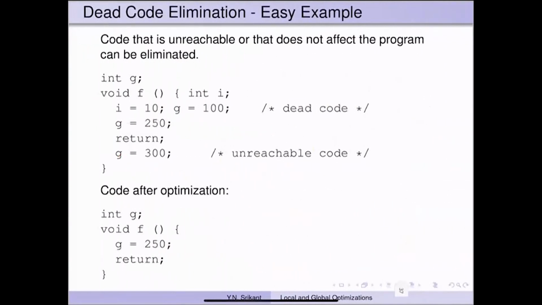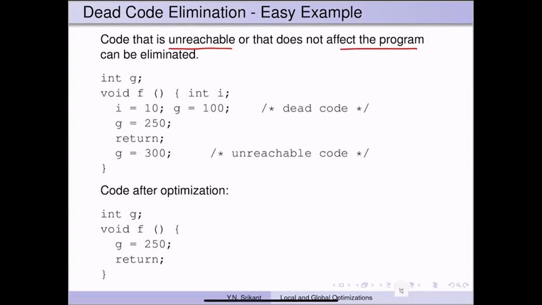Okay. So now the next optimization is called dead code elimination. So what is dead code? Code that is unreachable or code that does not affect the program. So together they can be called dead code in a very loose sense, and they can all be eliminated.